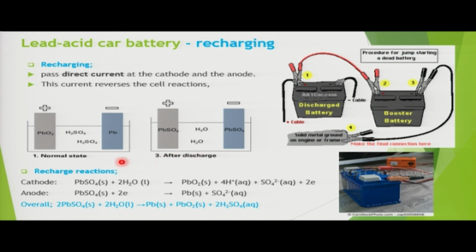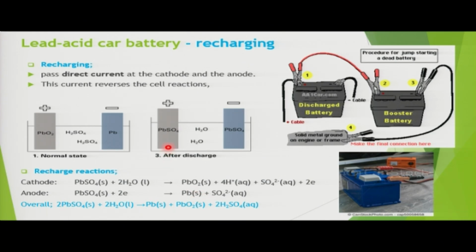there are the reactions which happened during the discharge. That is lead losing electrons, forming lead sulfate, as you see here, and lead 4 oxide gaining electrons, forming lead 2 sulfate, and the sulfuric acid being broken down to water. So when you reverse, when you pass in the electric current, the lead sulfate breaks down at the anode, losing electrons, forming lead again.